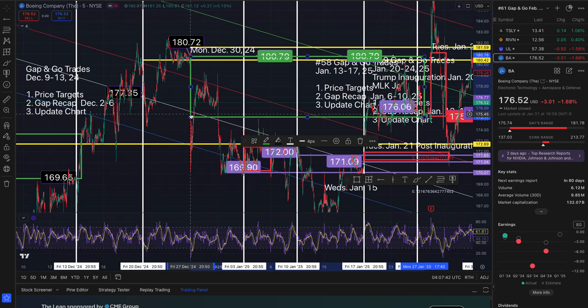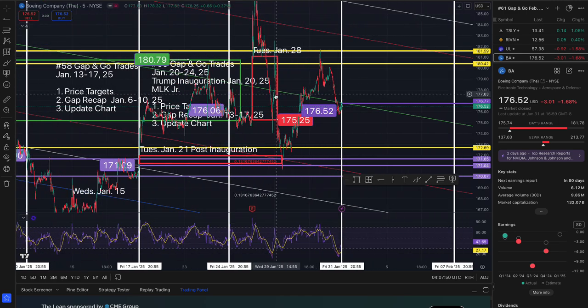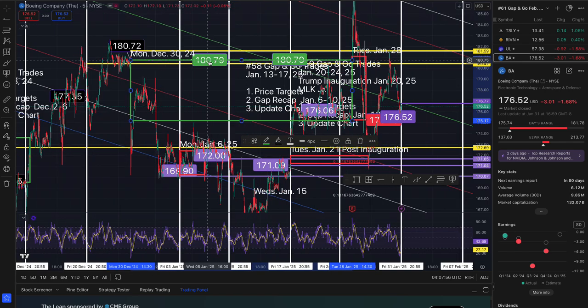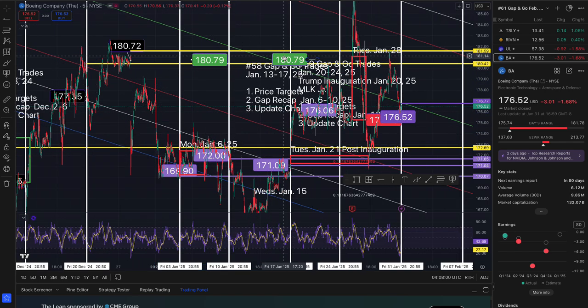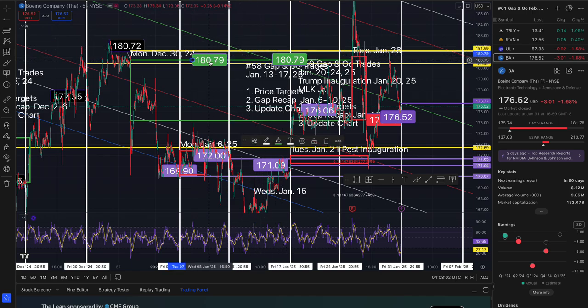This one opened up on the 27th of December and finally closed right here, up here at 180.70. So let's delete that. This is no longer in play. Oops, wrong thing. That one. That one, okay.